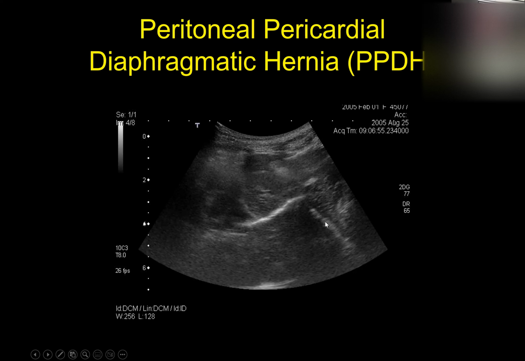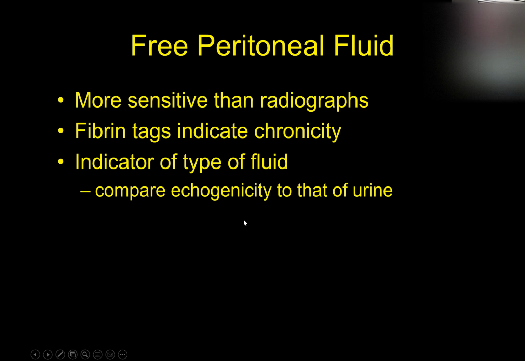So that's the edge of the diaphragm. Here's liver here, but it doesn't complete itself. The diaphragm is incomplete, and it allows some of this tissue, fat, falciform fat, and liver to go up next to the heart in the pericardial space.